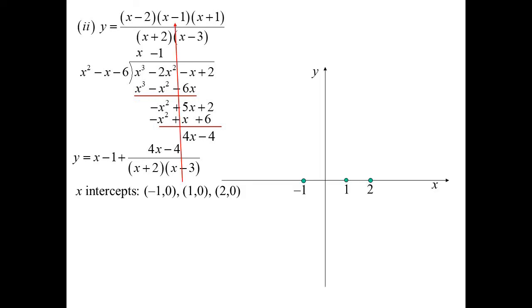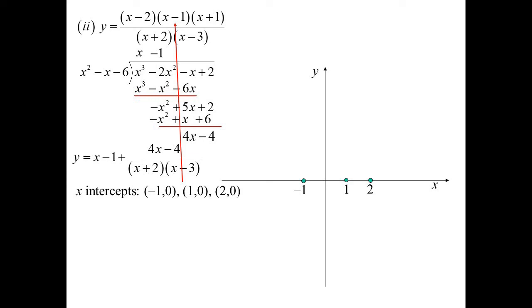Let's try another one. So this time I've got a cubic on top and a quadratic on the bottom. Let's do the polynomial division. So x squared into x cubed goes x, and we get a remainder of minus x squared plus 5x plus 2, so I can keep going. X squared into minus x squared is minus 1, and my remainder is 4x minus 4. So I could rewrite this fraction as x minus 1 plus (4x minus 4) on (x plus 2)(x minus 3). Let's read off our information.